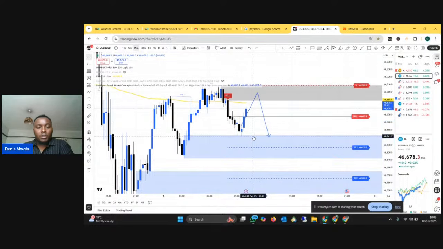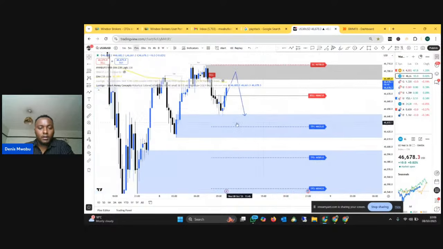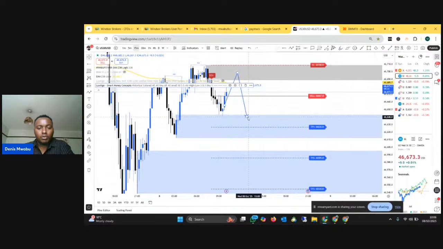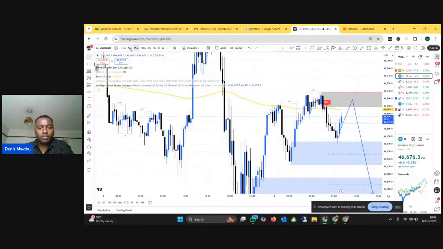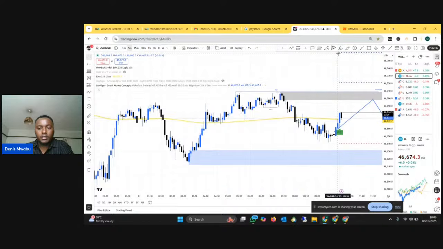So with US30, you can see it's pushing there, and let's see if it can push here so that we can see if we can get some sells.